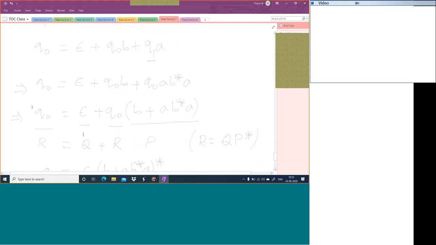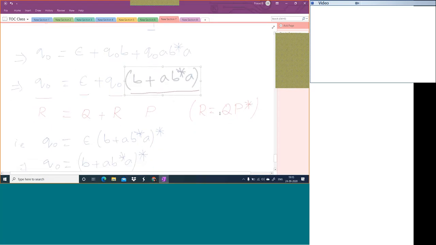Now look at this whole equation. Q0, I am taking this as R. This epsilon is Q. Q can be epsilon. This epsilon is Q, and this is Q naught, and this is also Q naught. So this will be R. R equal to Q plus R, and this whole is the P. R equal to R into P. What is the solution? R equal to Q plus R into P. R is Q naught, Q is epsilon, P is this one. So B plus AB star A is the P and its whole star, because the formula is P star.